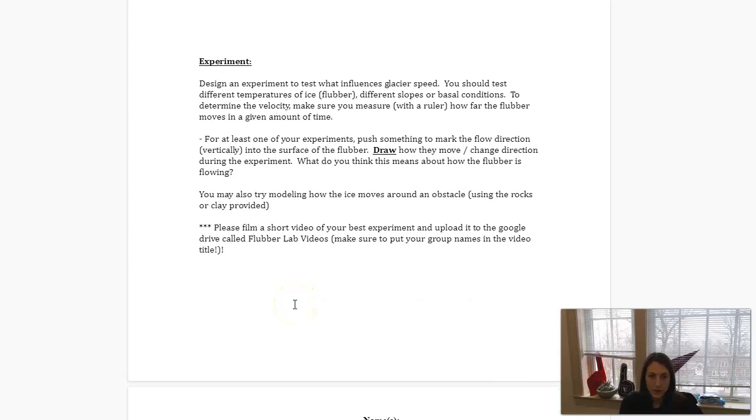During the experiment, your task is to design an experiment that tests what influences glacier speed the most. So each group is going to be testing a different variable. One will be testing the different temperatures of ice, in this case the flubber as a model, and how that affects how that flows. Another group will be testing the different slopes, and then another group will be testing the basal conditions, or what is on the bottom of that PVC pipe as the flubber flows over it. And then you're going to be measuring the velocity of each of those trials.